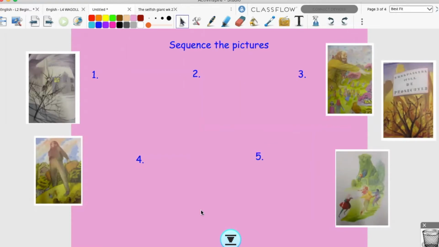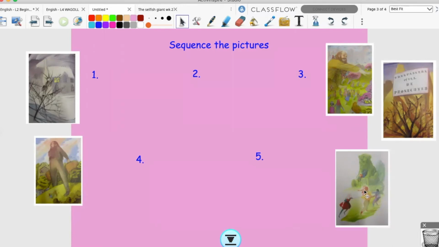So thinking at the very start of the story, what picture would come first? So I've got a picture here of snow and ice. I've got a picture of the giant and some suitcases. A picture of a giant playing with children. I've got that picture of the sign that says trespassers will be prosecuted. And I've got the picture here of the children playing in the giant's garden. Have a little think here. Which picture comes first? What picture shows you what's happening at the very start of the story?